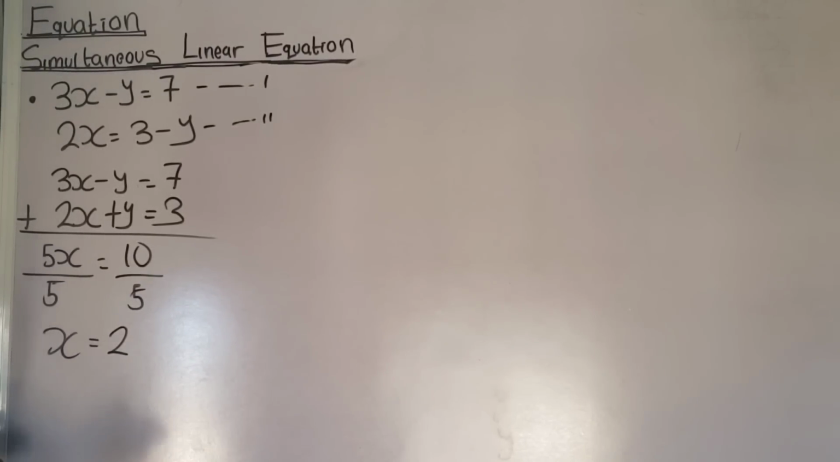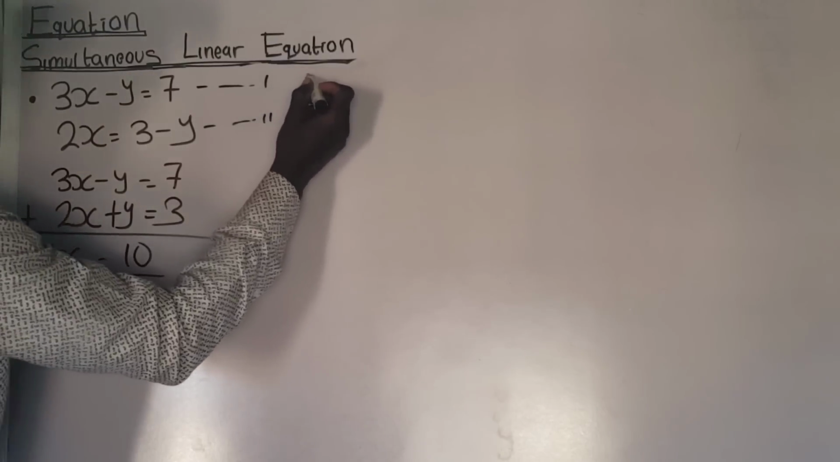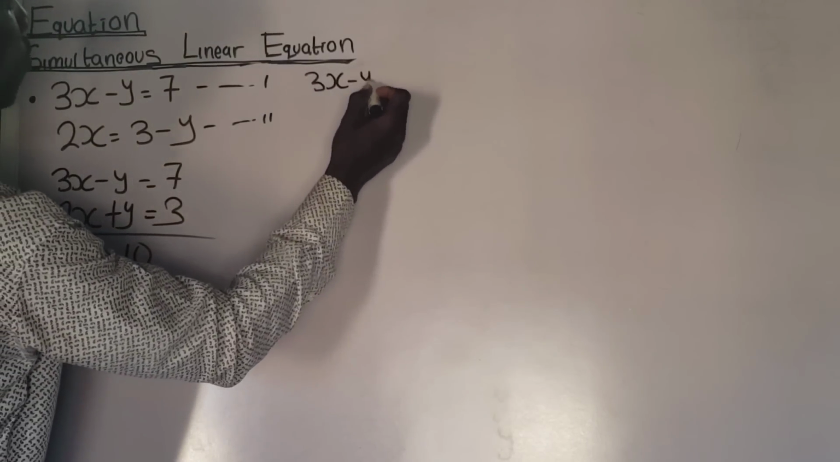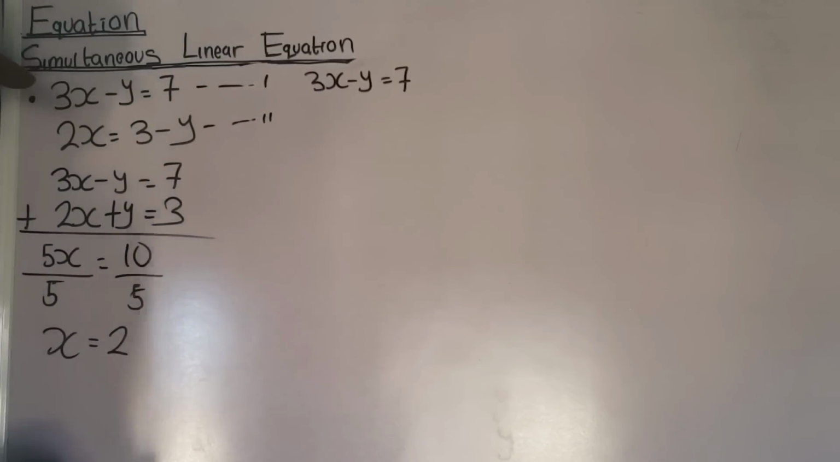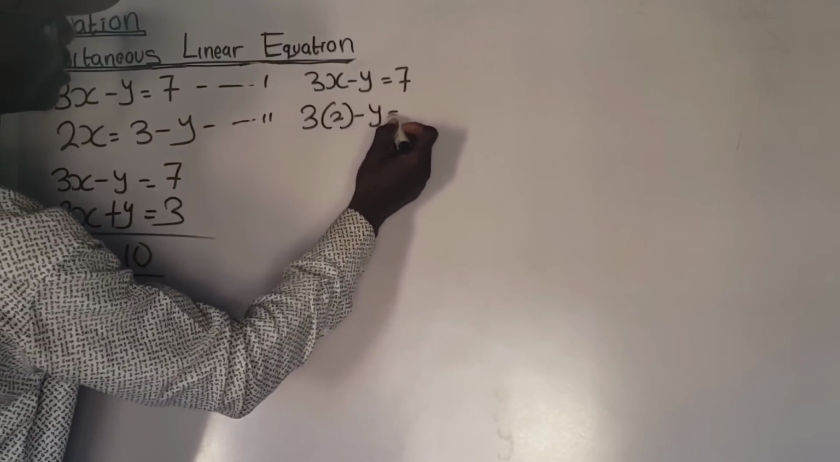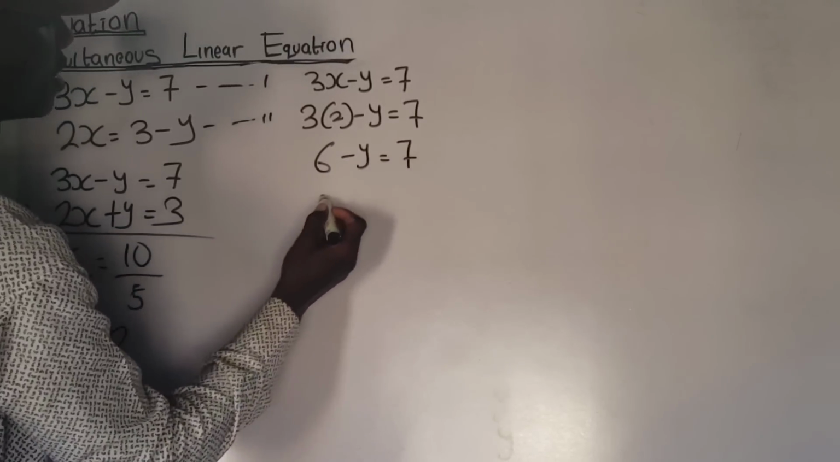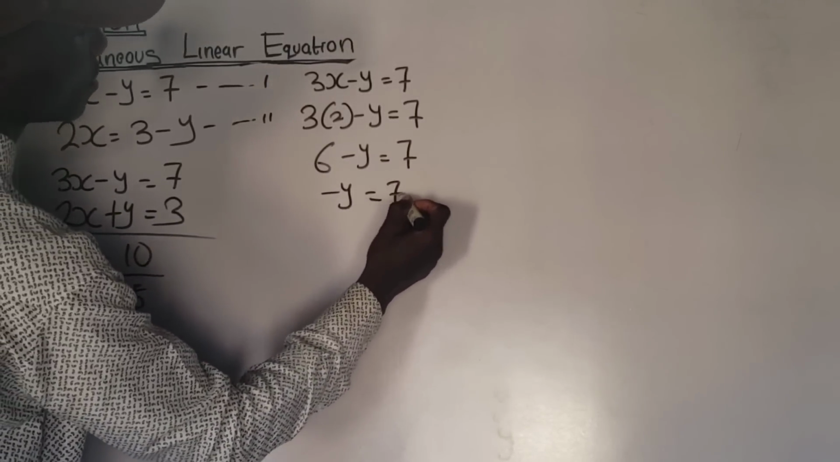Now, having gotten the value of x as 2, we can get the value of y by substituting the value of x into any of these equations. So let us use equation 1. Equation 1 is 3x minus y equals to 7. Now, when x is 2, I'm going to have 3 into bracket 2 minus y is equals to 7. 6 minus y is equals to 7. Negative y is equals to 7.